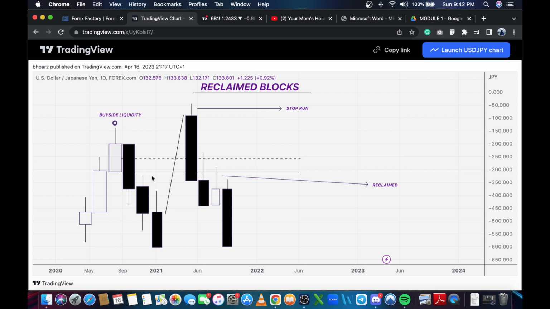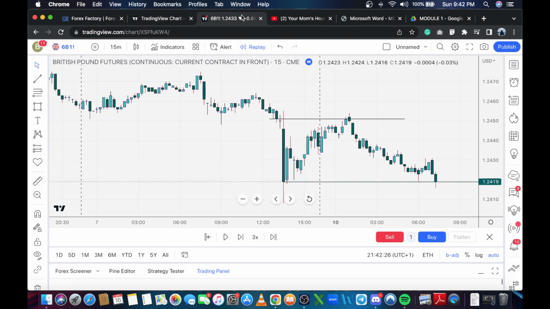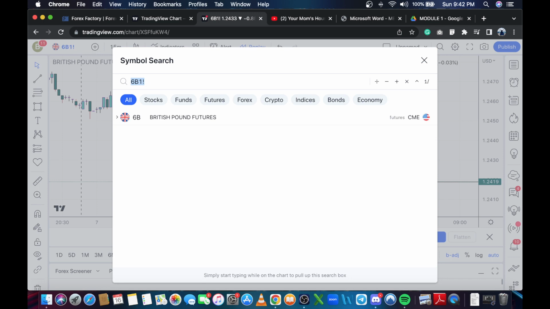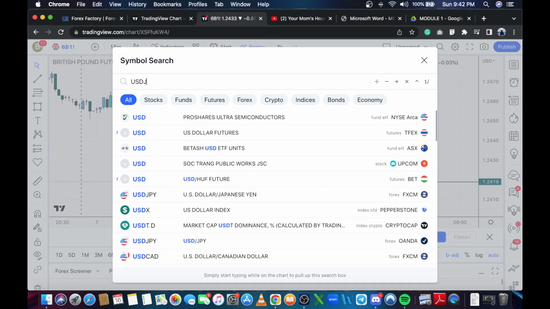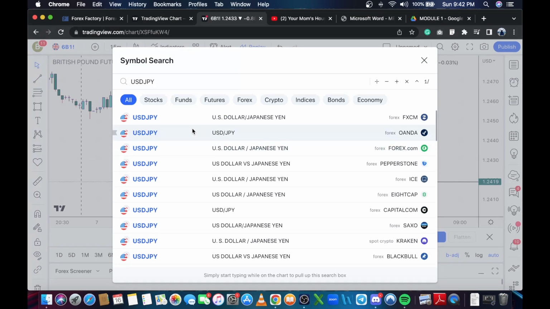So it looks like it becomes invalid because price has traded through, but if that was a stop run confirmed by divergence with a correlated asset, then we can use that reclaimed block to get in sync with order flow and ride price lower to our target objective. And we're going to use an example here.